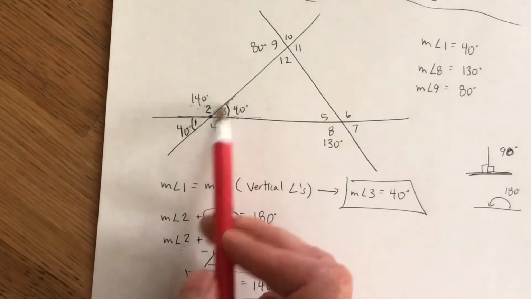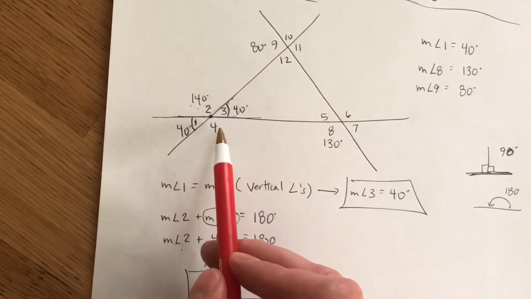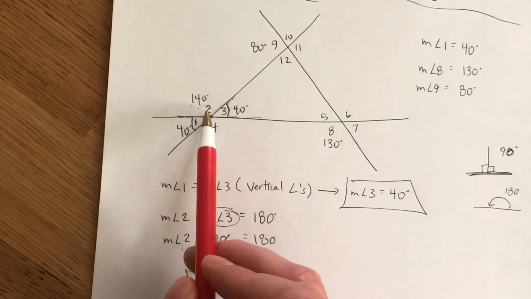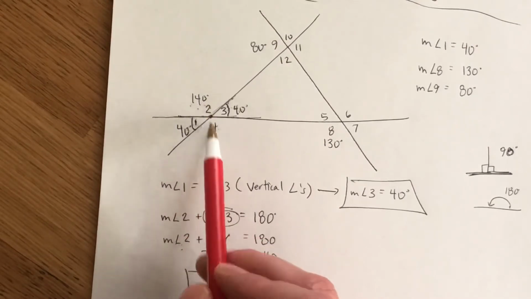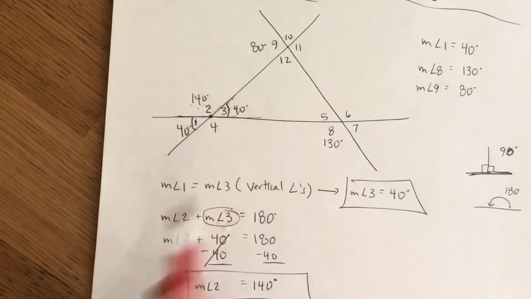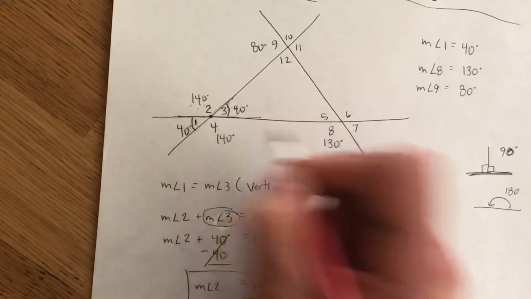Now, if you look at this last little junction here, this intersection, out of these four individual angles, that only leaves us with getting angle 4. Well, angle 2 and angle 4 are vertical angles, across from each other at an intersection. And vertical angles are always congruent. They have the same measurement. So the measure of angle 4 has to be 140 degrees.